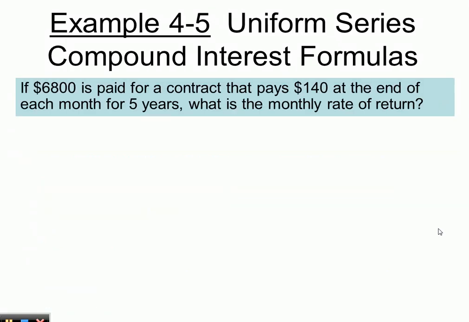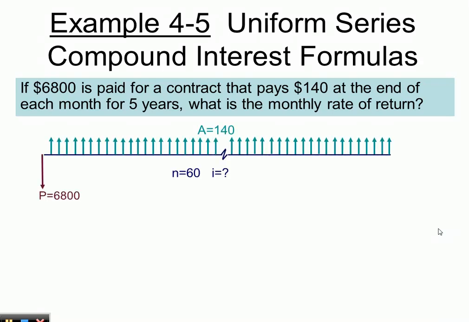So next example, right? If we have 6,800 that is paid for a contract that pays 140 at the end of each month for 5 years, what is the monthly rate of return? If we do go ahead and pay 6,800, what kind of monthly rate of return would that give us? Again, a very similar cash flow diagram with this series, but now we have this P. We just don't know the I.